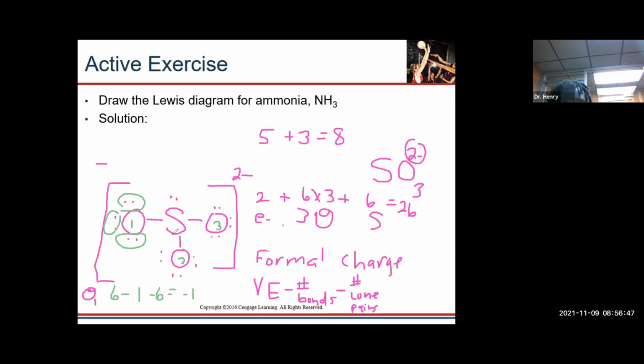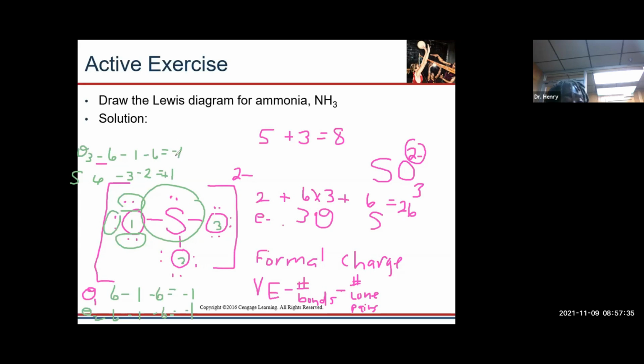Okay, now the other oxygen, it's going to have exactly the same thing. So that's O2. It's going to be 6 minus 1 minus 6, -1. And then this oxygen, that's O3. So that's going to be 6 minus 1 minus 6. And that's also going to be a -1. Okay, now let's look at the sulfur. So the sulfur has 6 valence electrons. It has 3 bonds, and it has 2 lone pair electrons. So then that gives it a +1.